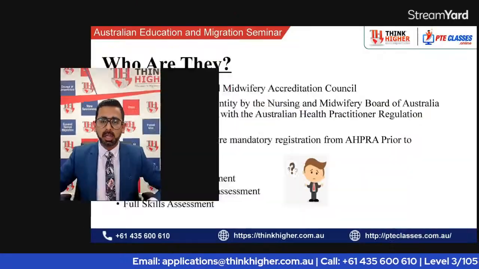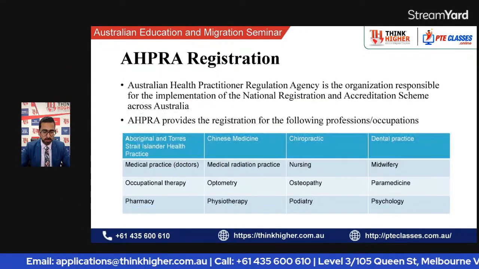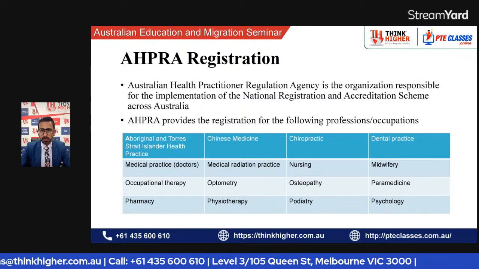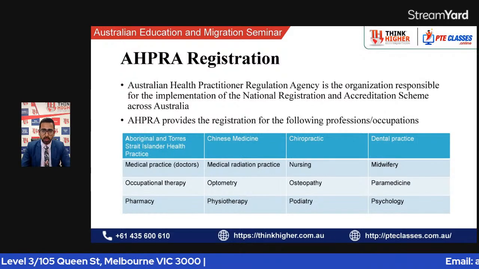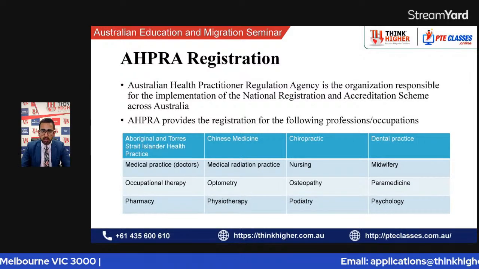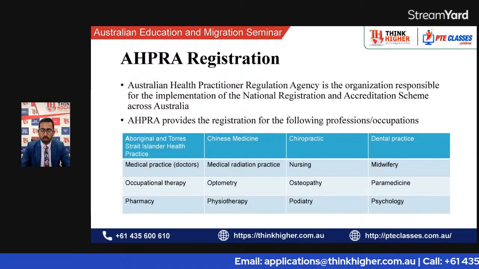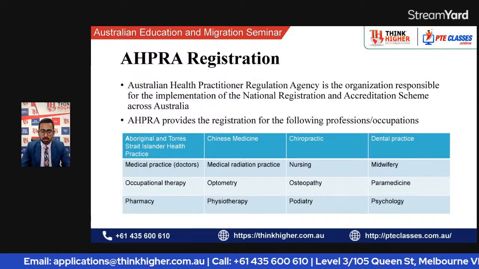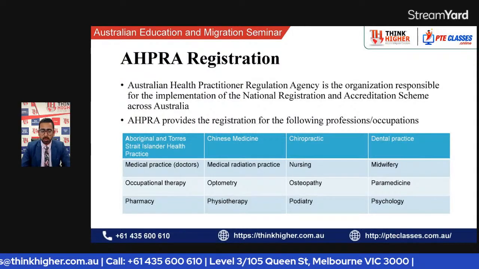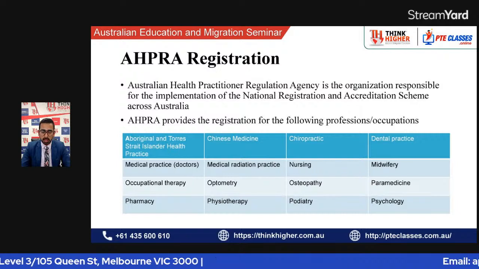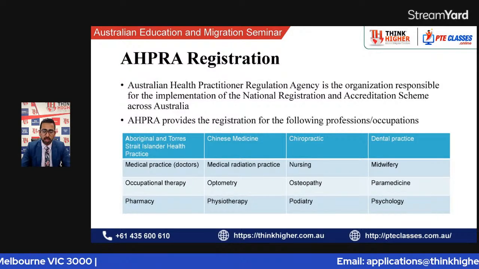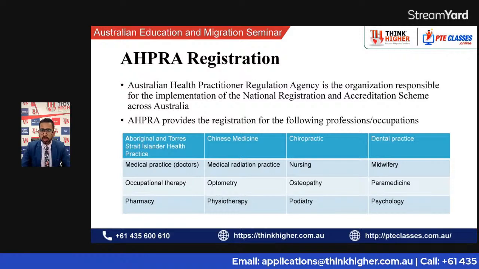So let's start with the first stream. So before the first stream, we will be discussing about the AHPRA registration, how that works. So the AHPRA, as I told you, it's an agency, a regulatory agency, which does the registration for health professions. You can name it, all the occupations come under the AHPRA registration. So if you are doctors, it's the medical practice doctors, or radiologists, or medical radiation practice, nursing, midwifery, optometry, occupational therapy, these all come under the AHPRA.